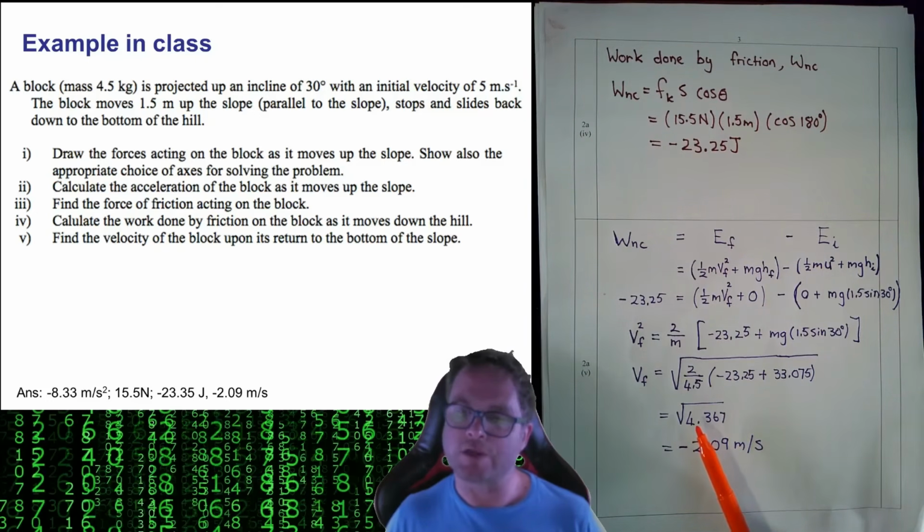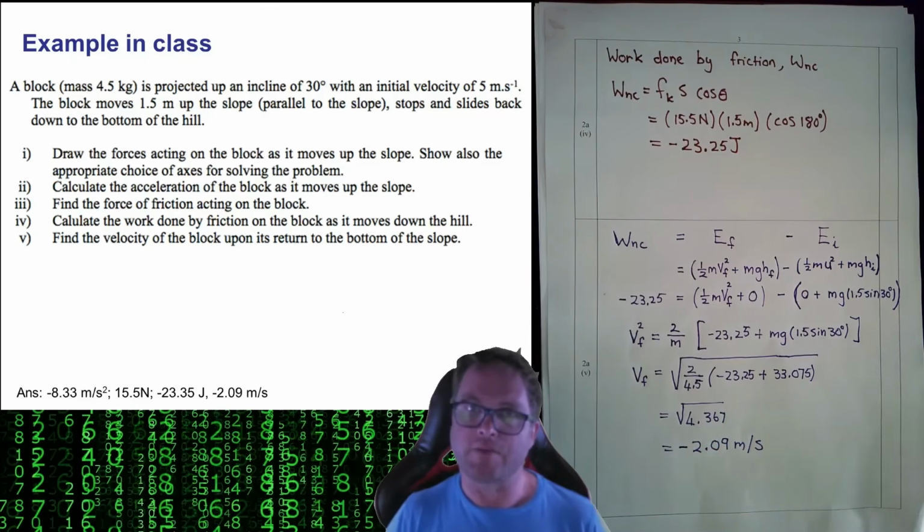We take the square root of 4.367, and we find that to be 2.09 meters per second. In this case, remember, we take the negative square root because the block will be moving down the slope in the negative i-hat direction. So that's the reason why we've used the negative value. And it's satisfying for us to see that this 2.09 meters per second is less than the 5 meters per second initial velocity of the block due to friction, which is what we were expecting.